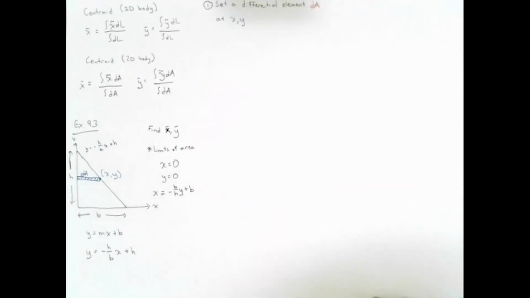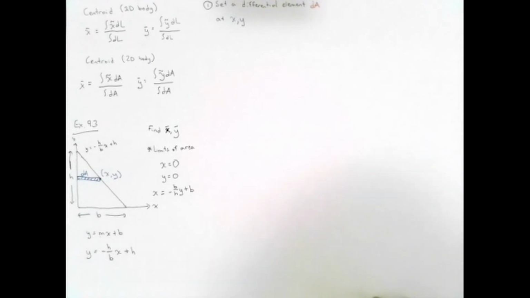So we have a tiny, tiny element with an area dA located at an arbitrary point xy. Now, you may be wondering, why am I making this element horizontal? Why not vertical? You can actually make the element whatever you want. It can be horizontal, it can be vertical. You'll still get to the correct answer. In this case, I'm just going to do the element horizontal, and we'll see what that means in just a second.